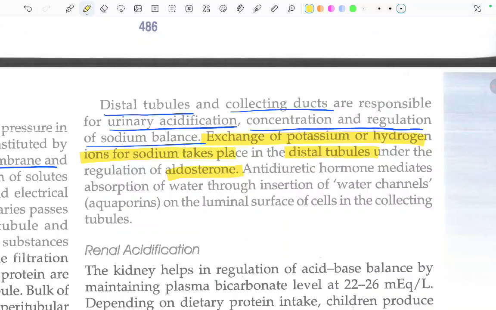Antidiuretic hormone mediates the absorption of water through the insertion of water channels on the luminal surface of the cells in the collecting tubules. ADH mediates the absorption of water through the insertion of water channels called aquaporins on the luminal surface of the cells in the collecting tubules.